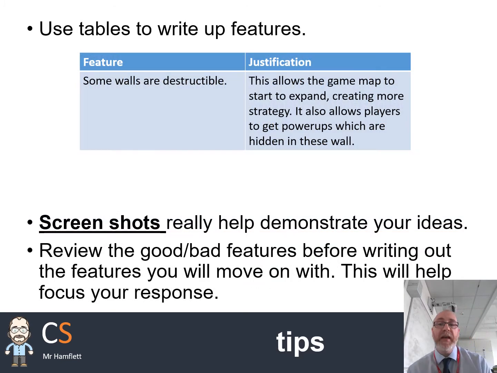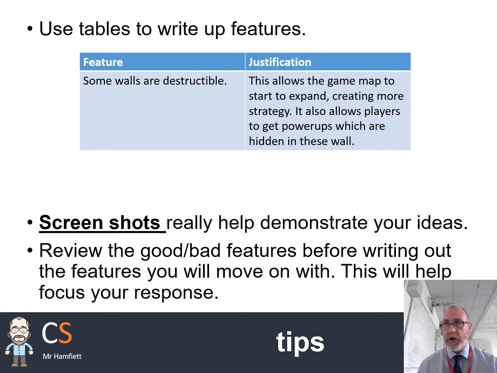One thing which really helps clarify points is, once you've described all the features of the app, then just say, well, which are you going to include and why? You can do this in paragraphs as you're talking about it. I find it nice to have this as a table because we can easily refer back to it. So, for example, let's say one of the features was some walls are destructible in Bombman.